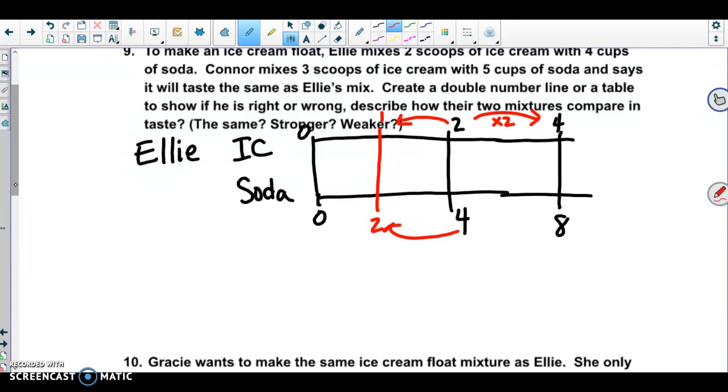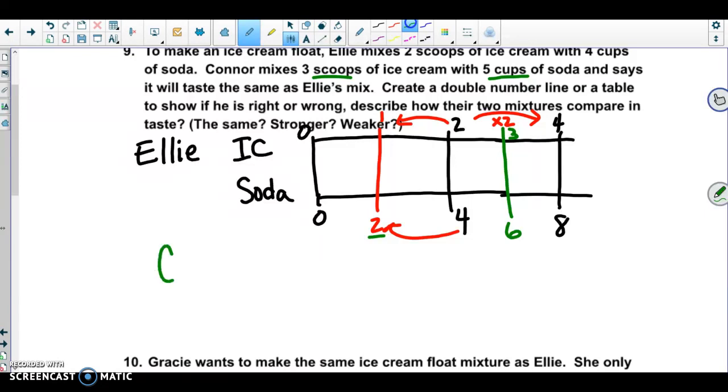Connor mixes 3 scoops of ice cream with 5 cups of soda and says it will taste the same. Well, okay, so if I looked at Ellie still and I wanted to find the 3 cups, so if I did a 3 here, what would it have to be for how many cups of soda? Well, if it's 2 for 1, that means I need 6 here for the 3. And so Connor says he's going to do 3 with 5 and says it will taste the same. Well, obviously it's not because Ellie's has 3 with 6.